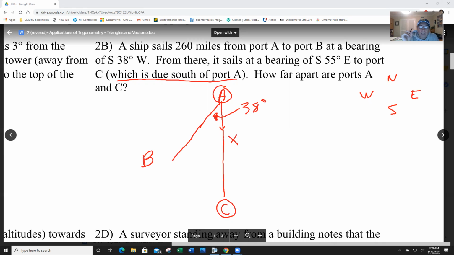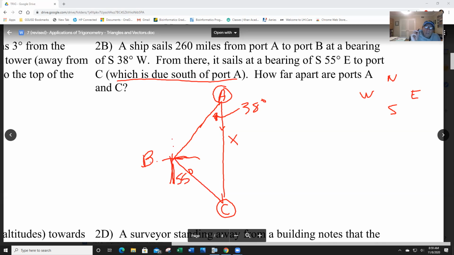Again, I'm trying to draw to scale. It may not be perfect. Then from there, it goes south 55 degrees east to port C. All right. So sometimes you draw crosshairs if you want to. So I'm going to go south. Okay. And then 55 degrees to C. So what we got here is this angle right here is 55 degrees. Okay. All right. So I got to get some angles here.